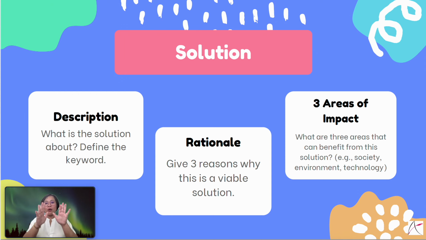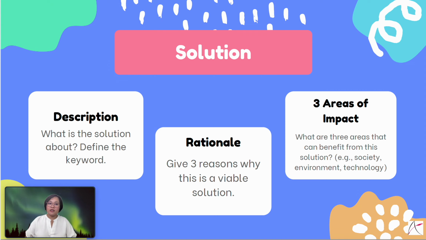And then I want you to identify 3 areas of impact. What are the 3 areas that can benefit from this particular solution? So you have an issue, for example, going back to academic stress.